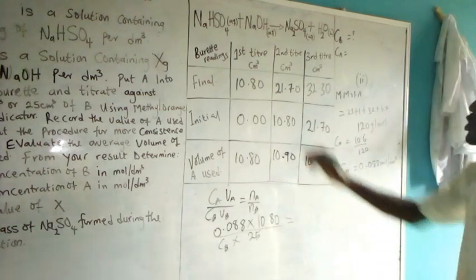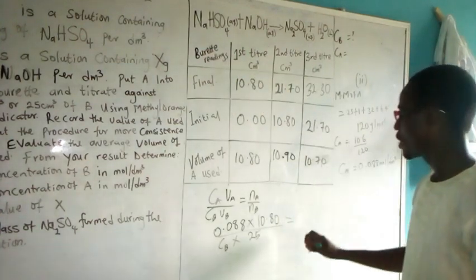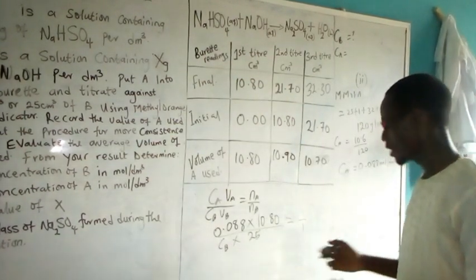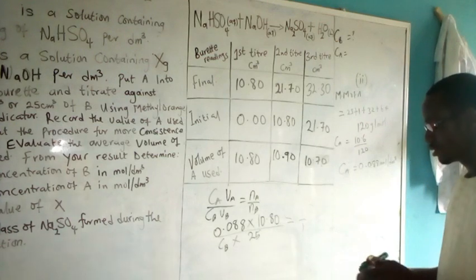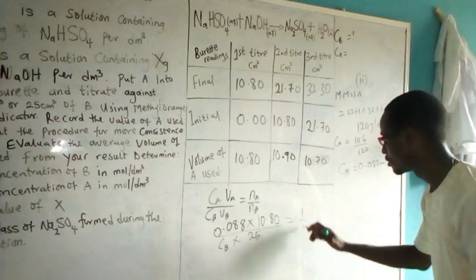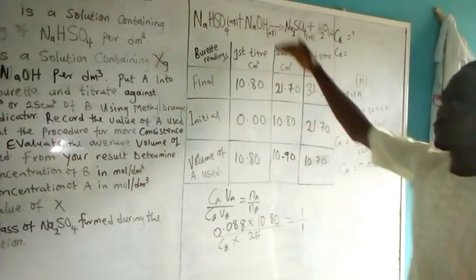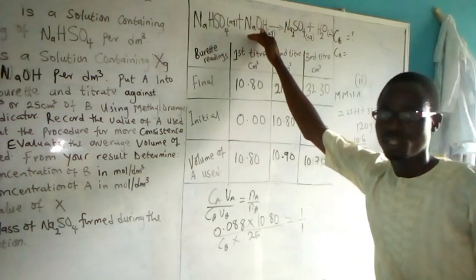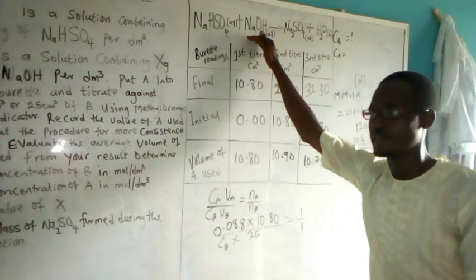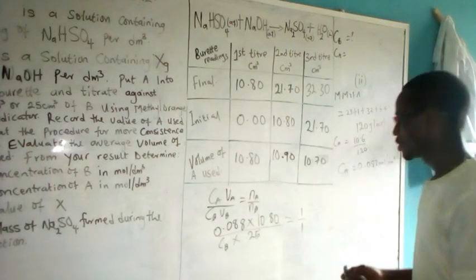If we write the equation of the reaction just like we have written here, the number of moles of acid to base is 1 to 1. So we take it that way, to have 1 all over 1. Above your table, you need to record the type of indicator used and the volume of pipette used. It is very important. So now the next thing is, let's calculate.